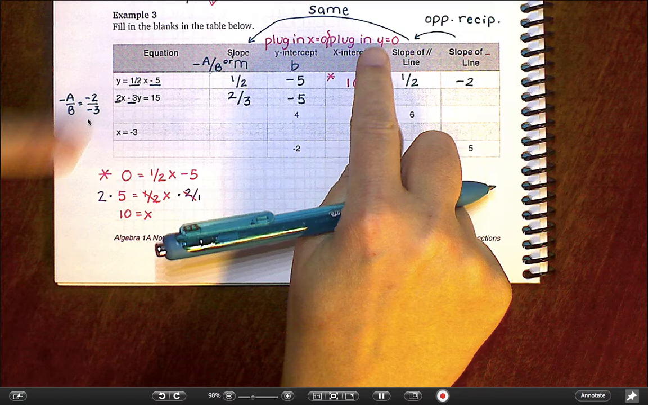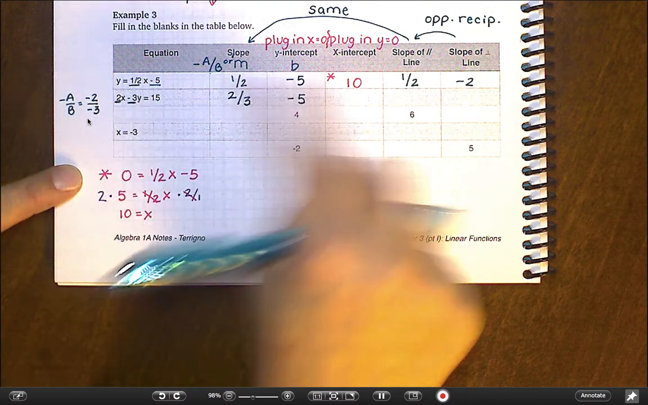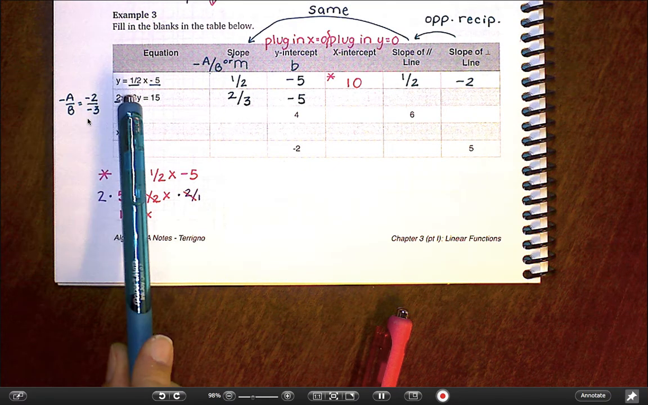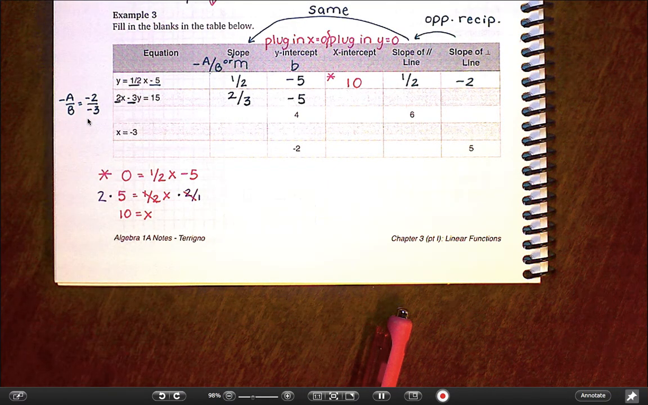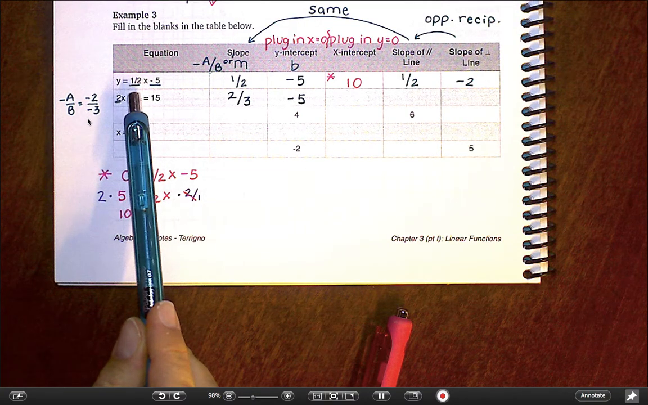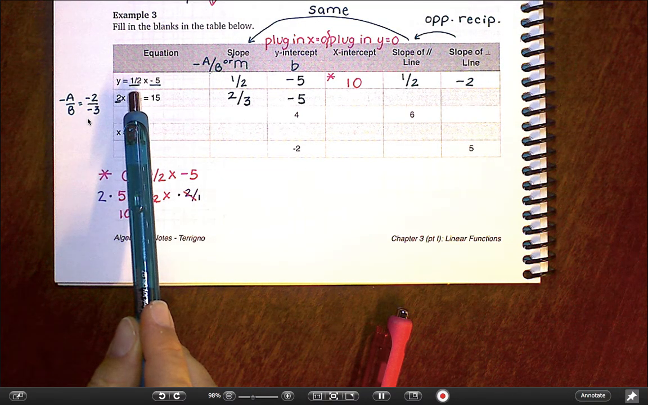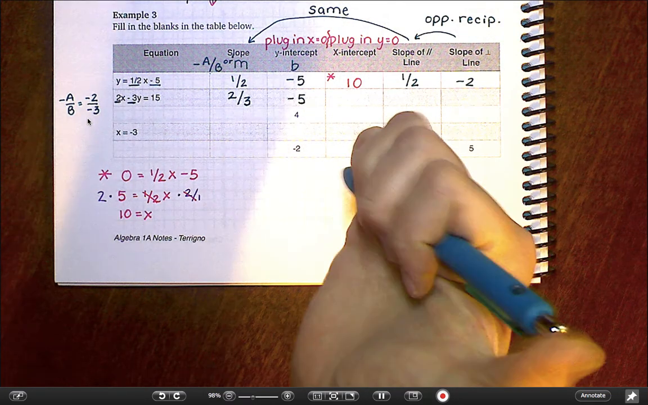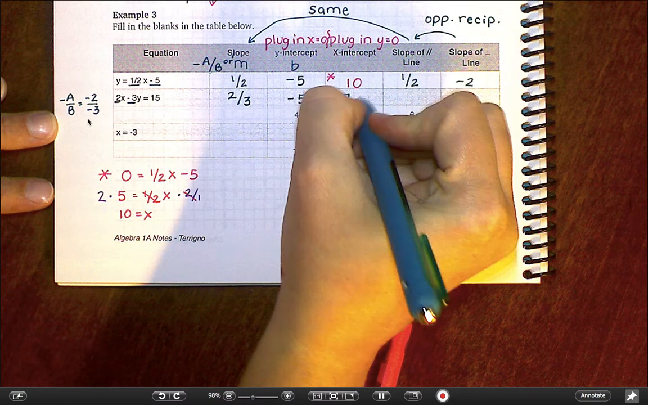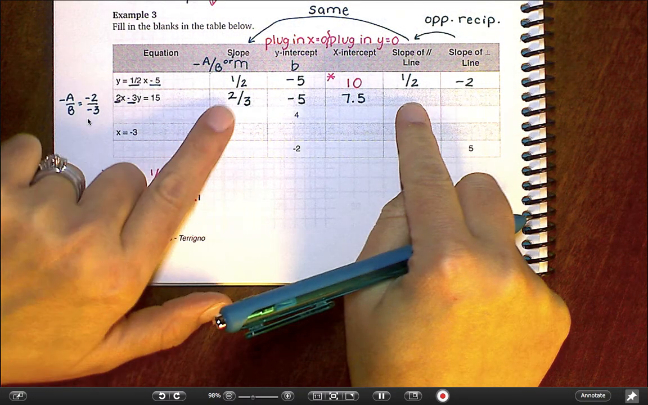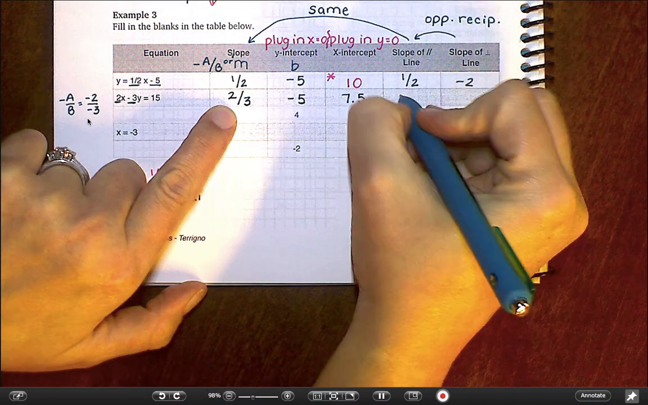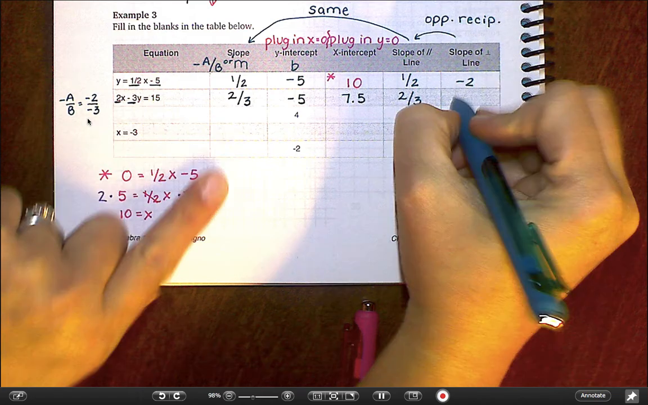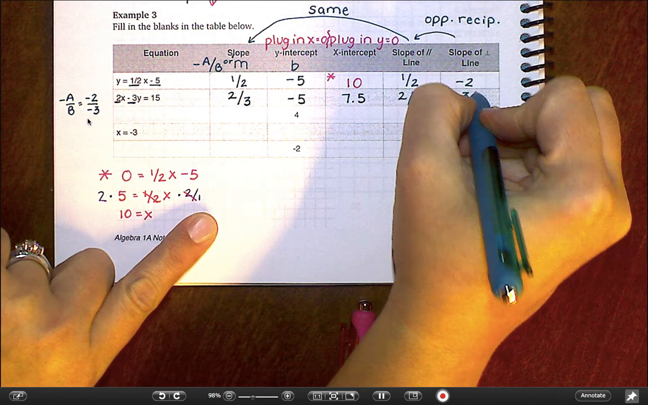To find the x-intercept, I'm making the y a 0, and I don't have a good way to cover that up. Let's see. So I end up with this. Nope, that doesn't work. There, I'm covering up the 3y, so I end up with 2x equals 15. Divide that by 2 and we get 7.5 for my x-intercept. My parallel line slope is going to be exactly the same as it was back here, so I'm going to go with 2/3. And my perpendicular slope is the opposite reciprocal, so that would be negative 3/2.